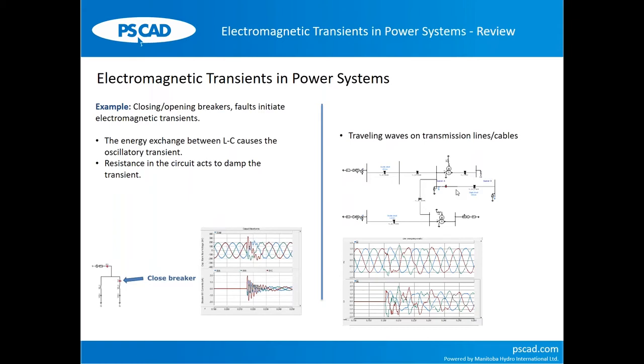Local oscillations of lumped LC elements could give rise to transient voltages. Traveling waves on transmission lines or cables could also give rise to transient overvoltages. And both of these phenomena are important when we study TRV. Some of the TRV concerns are due to local oscillations of LC elements. Some are due to traveling waves. So Lalin will explain these items in detail.